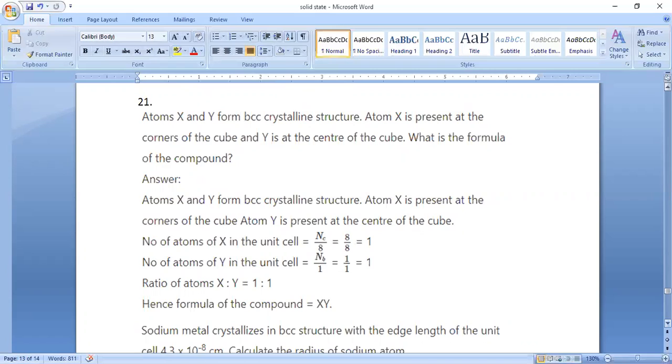So the number of atoms of Y in the unit cell. Y is present only at the center, so 1 divided by 1, we are getting 1. So the ratio of the atoms is 1:1. So the formula is XY.